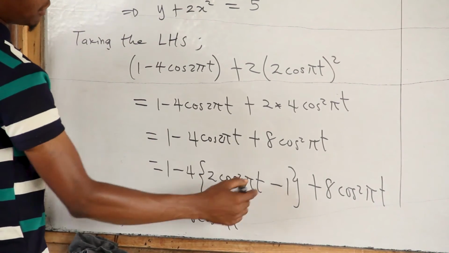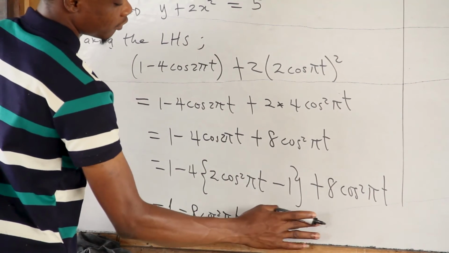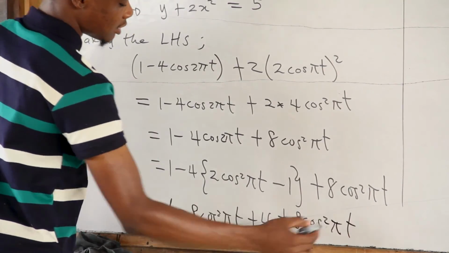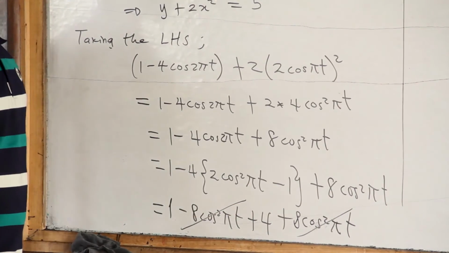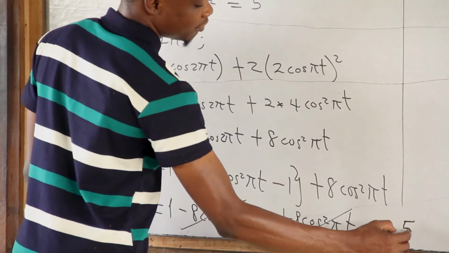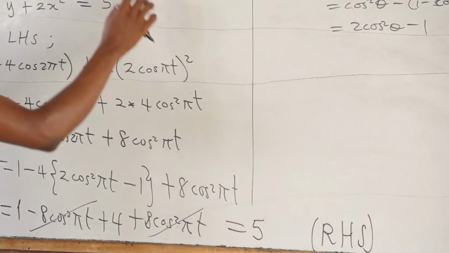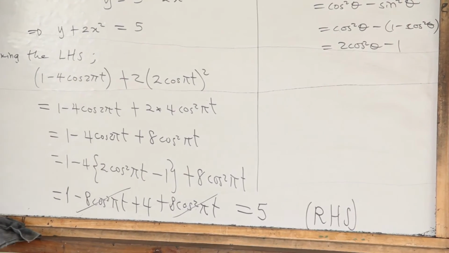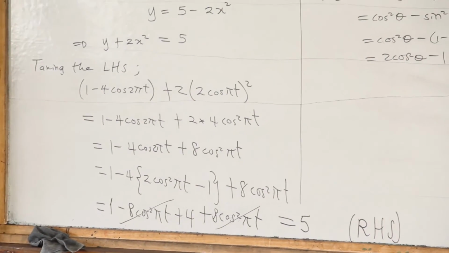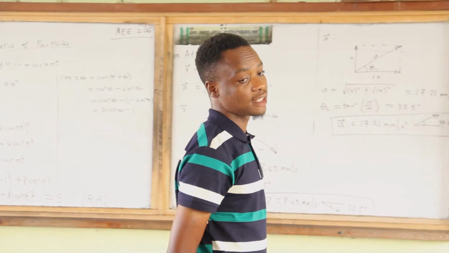This is going to be equal to 1 minus 4 cos squared pi t... then minus 4 times minus 1, that is plus 4, plus 8 cos squared pi t. So we cancel these terms, and I have 1 plus 4. Does it make sense? This is going to be equal to 5, which is what we have on the right hand side. It satisfies the equation of the parabola. So that parabola defines some portion of the motion of the particle. Is it clear?